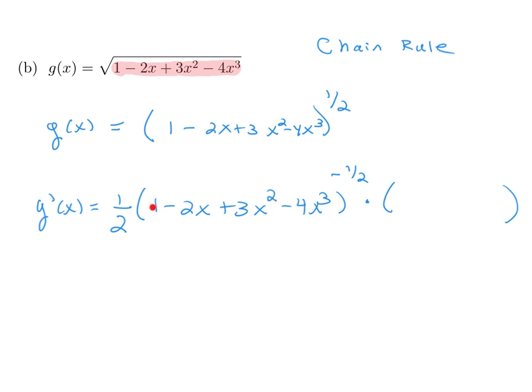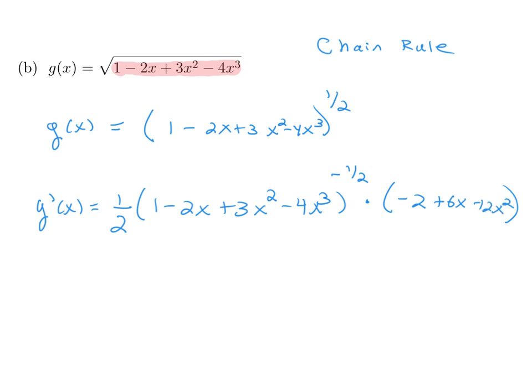When you take the derivative of just this part, just the thing composed in the root function, by the chain rule, that's going to go here. The derivative of 1 goes to 0. Minus 2x has a derivative of minus 2. If you take the derivative of 3x squared, that is 6x. And then lastly, we have the derivative of minus 4x cubed. That's minus 12x squared.